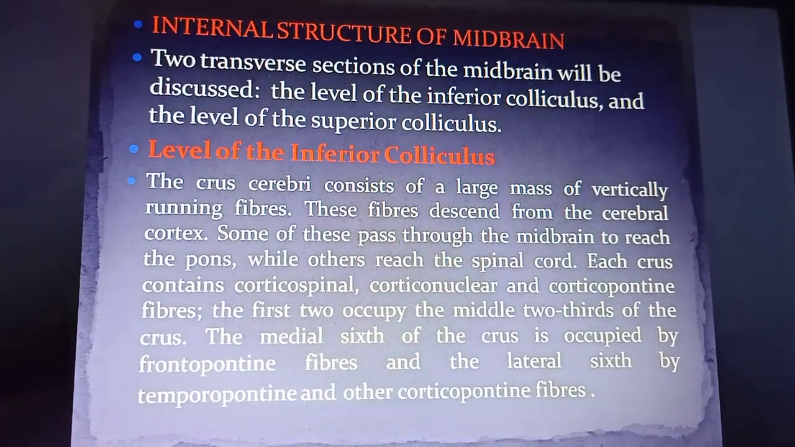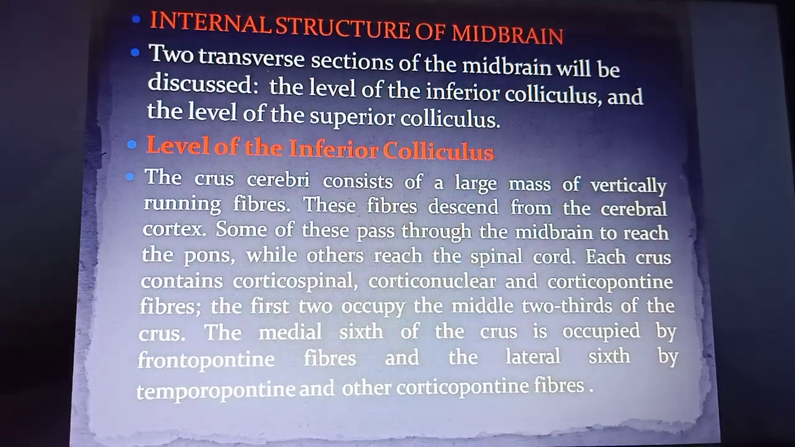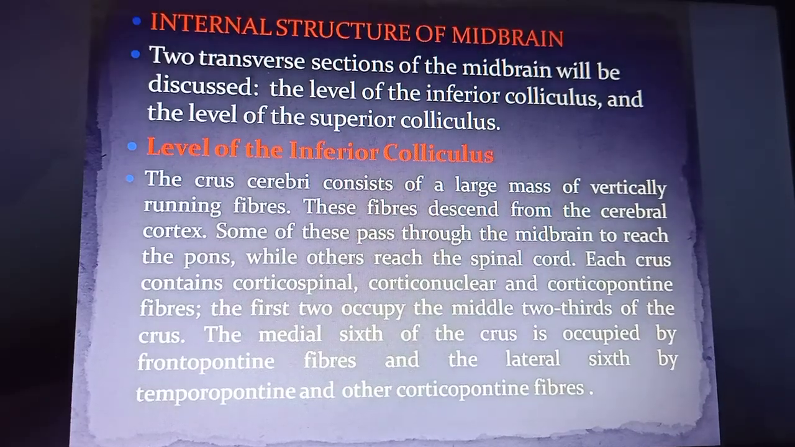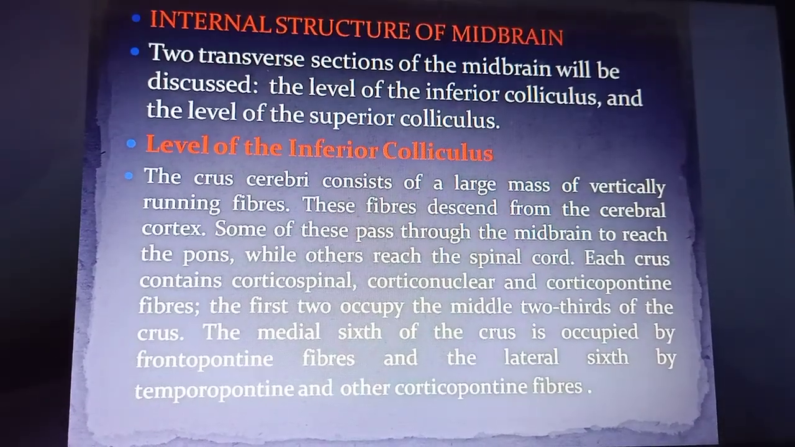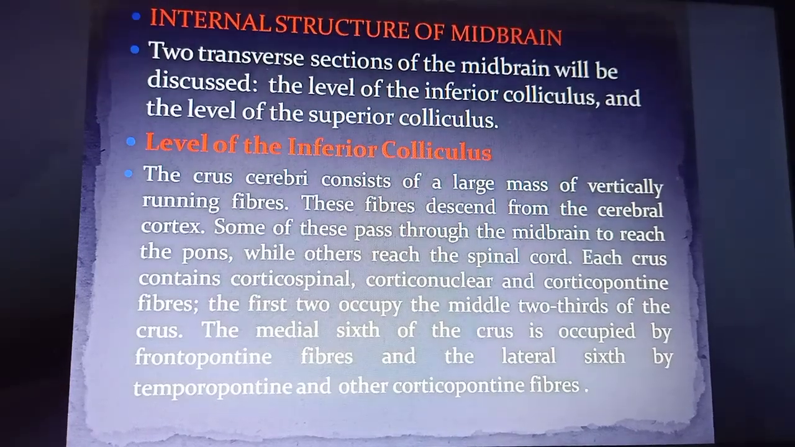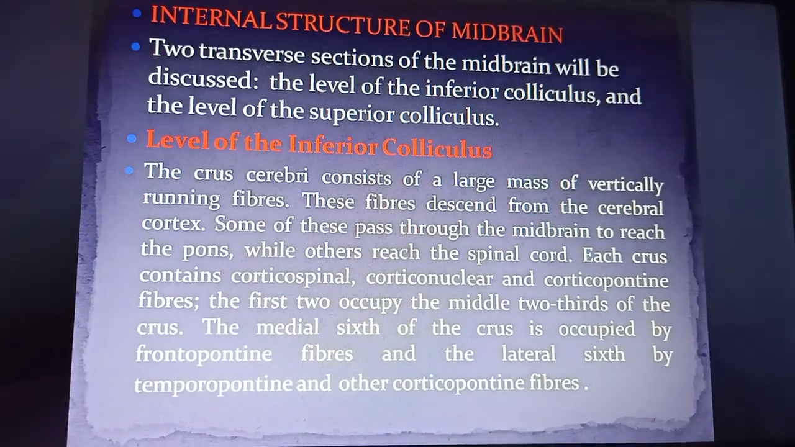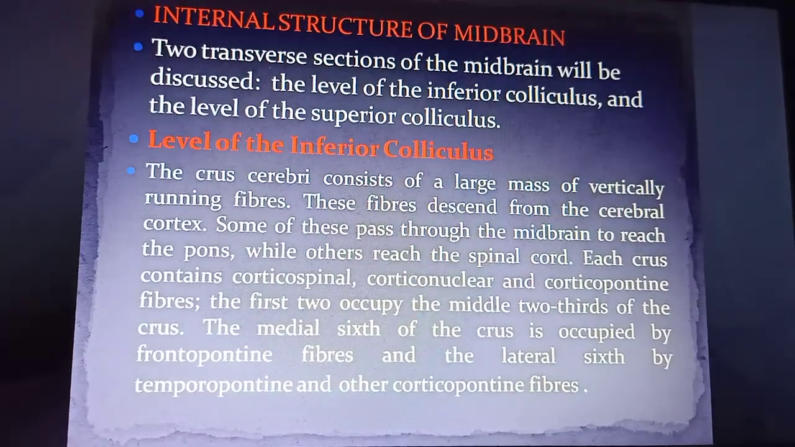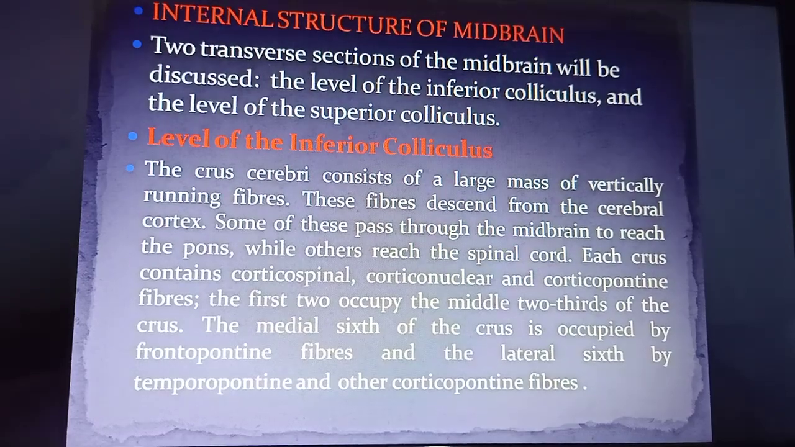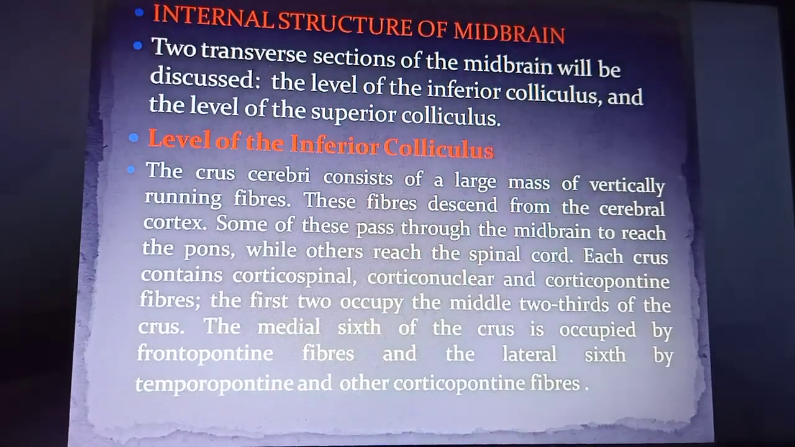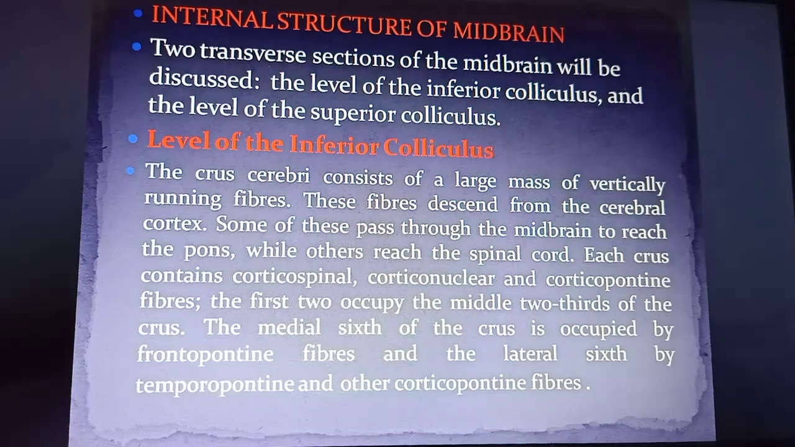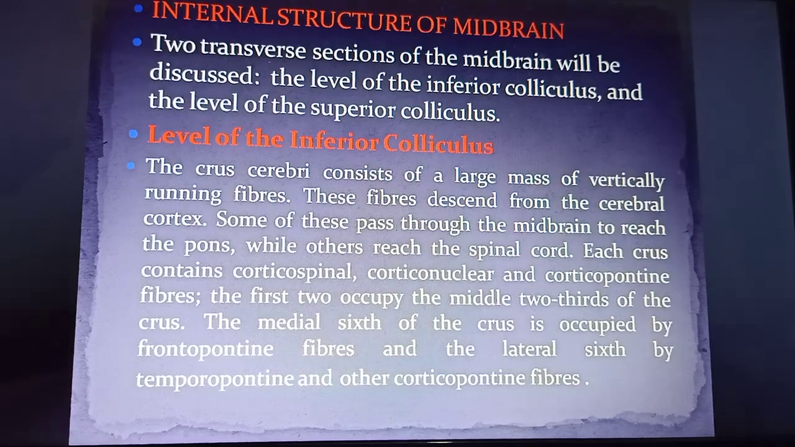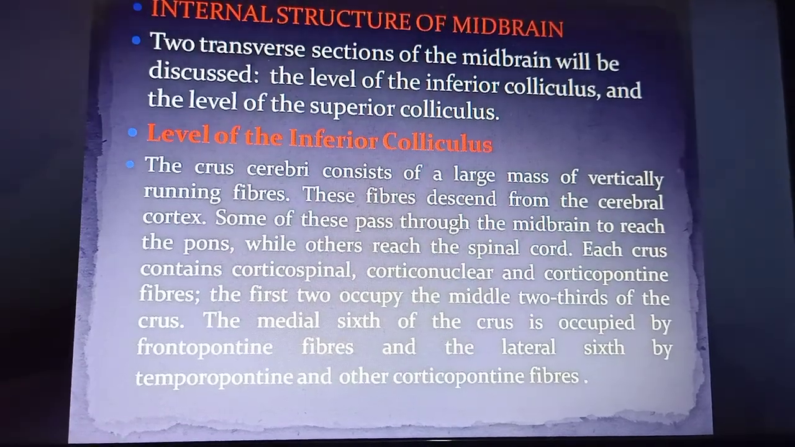The crus cerebri consists of a large mass of vertically running fibers. These fibers descend from the cerebral cortex. Some of these pass through the midbrain to reach the pons, while others reach the spinal cord. Each crus contains corticospinal, corticonuclear and corticopontine fibers. Corticospinal and corticonuclear fibers occupy the middle two-thirds of the crus. The medial sixth of the crus is occupied by frontopontine fibers and the lateral sixth by the temporopontine and occipitopontine fibers.